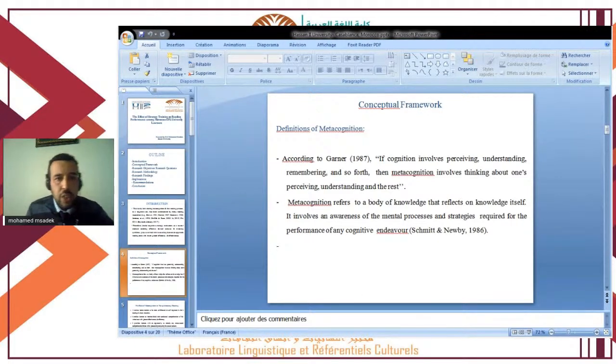Okay, so two naturally occurring groups of Moroccan AFL first semester university students were targeted. So the control group consists of 50 students, and the experimental group is comprised of 63 students.